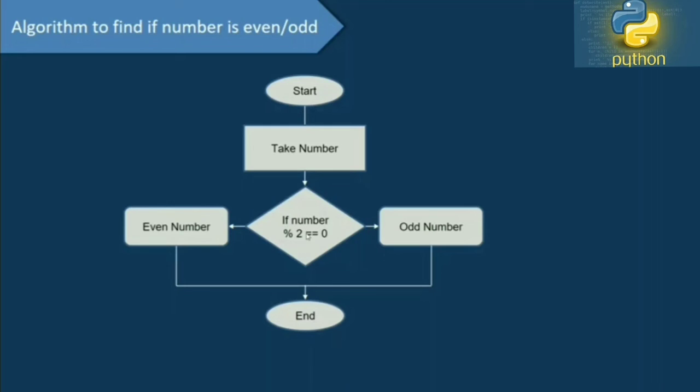Now, similarly, let's say the number is 7. So again, you'd have to do the same thing. You'll take in 7 and then you'll divide it by 2. So if the remainder is equal to 0, then it's an even number. On the other hand, if the remainder is not equal to 0, then it's an odd number. So obviously, for 10, it is an even number because the remainder is equal to 0. And for 7, it is an odd number because the remainder is not equal to 0. So this is how you can formulate an algorithm to come up with a solution for the problem statement.